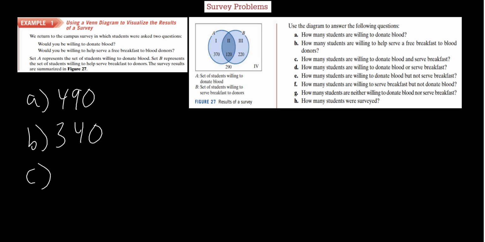C, how many students will donate blood and serve breakfast? And luckily, these Venn diagrams are super handy because it tells us right here. The intersection right there is where the students are willing to do both. So it's above and beyond students right there. I tell you what.